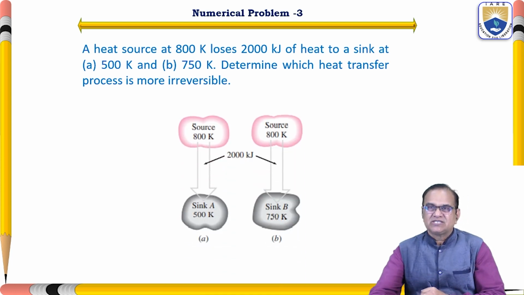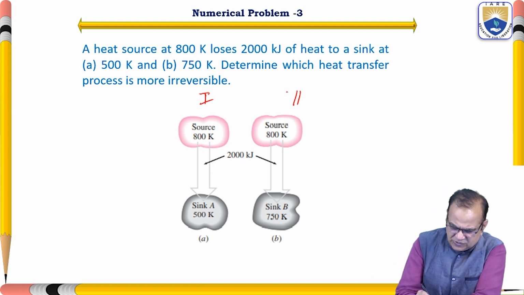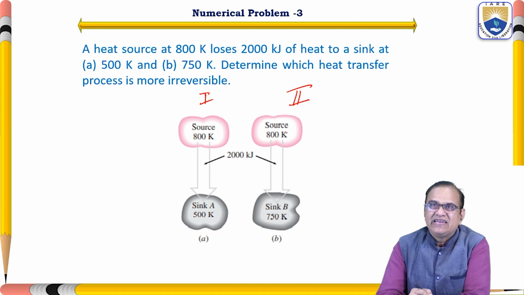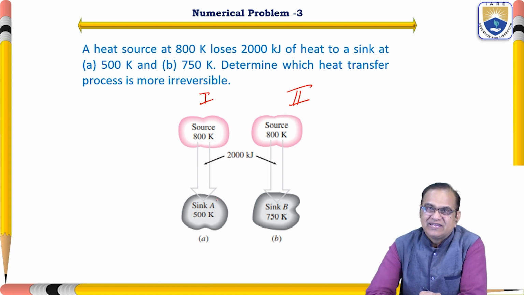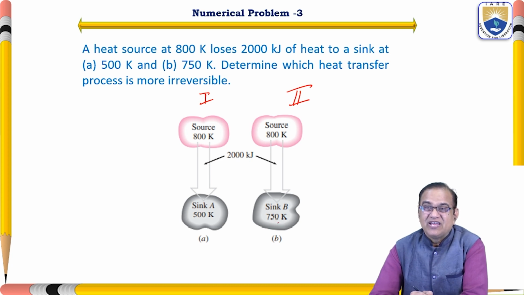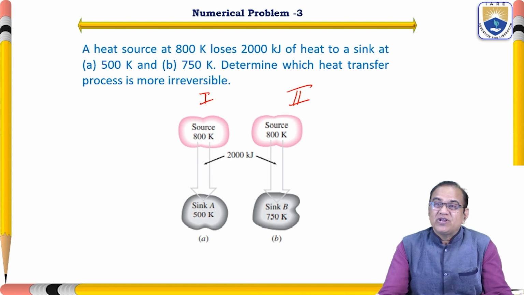Okay, so here we have two systems, system 1 and system 2. Here the heat source is 800, and here also it is 800. It is supplying 2000 kilojoule to both systems, but here the sink is at 500 Kelvin and here it is 750. So by this only you can identify which one has more irreversibility.